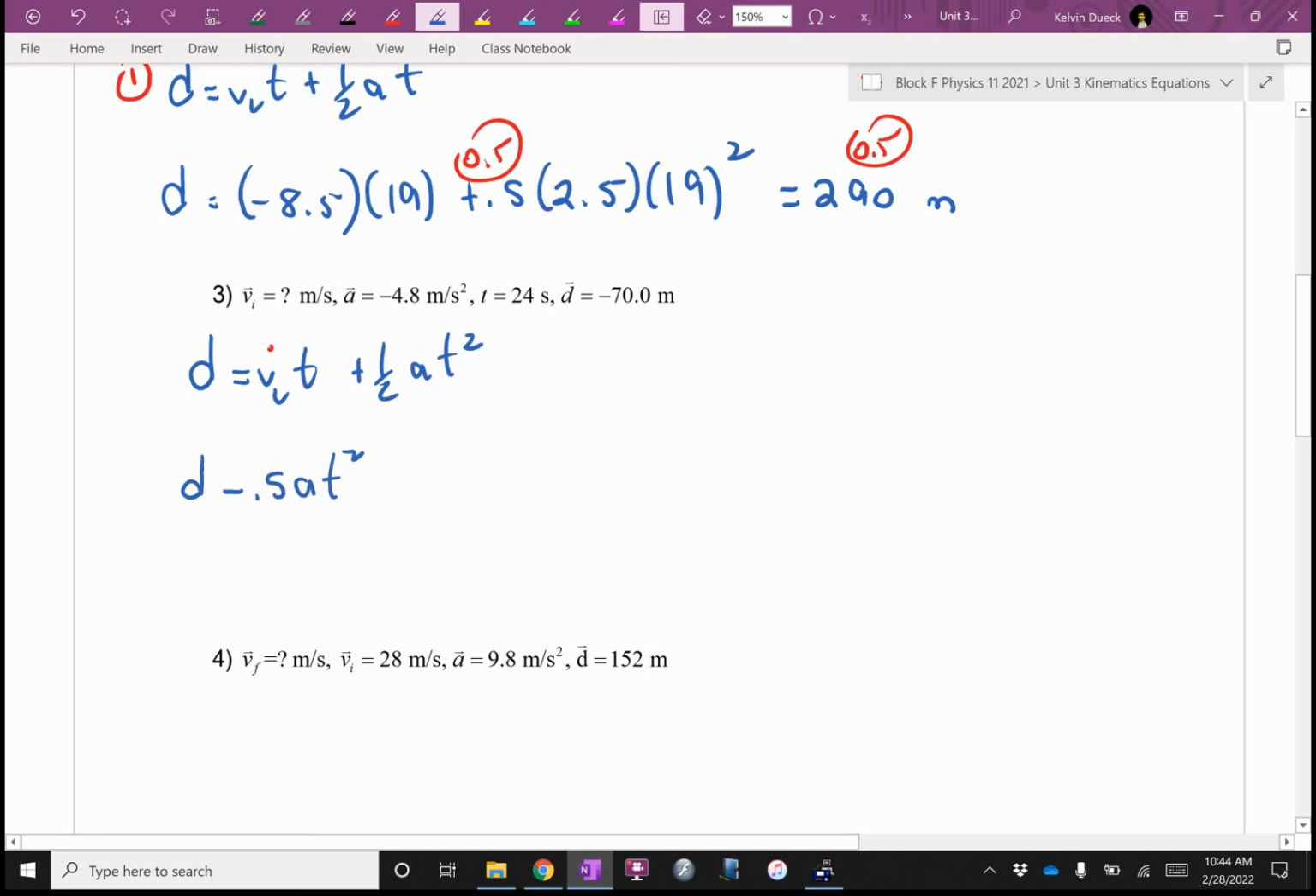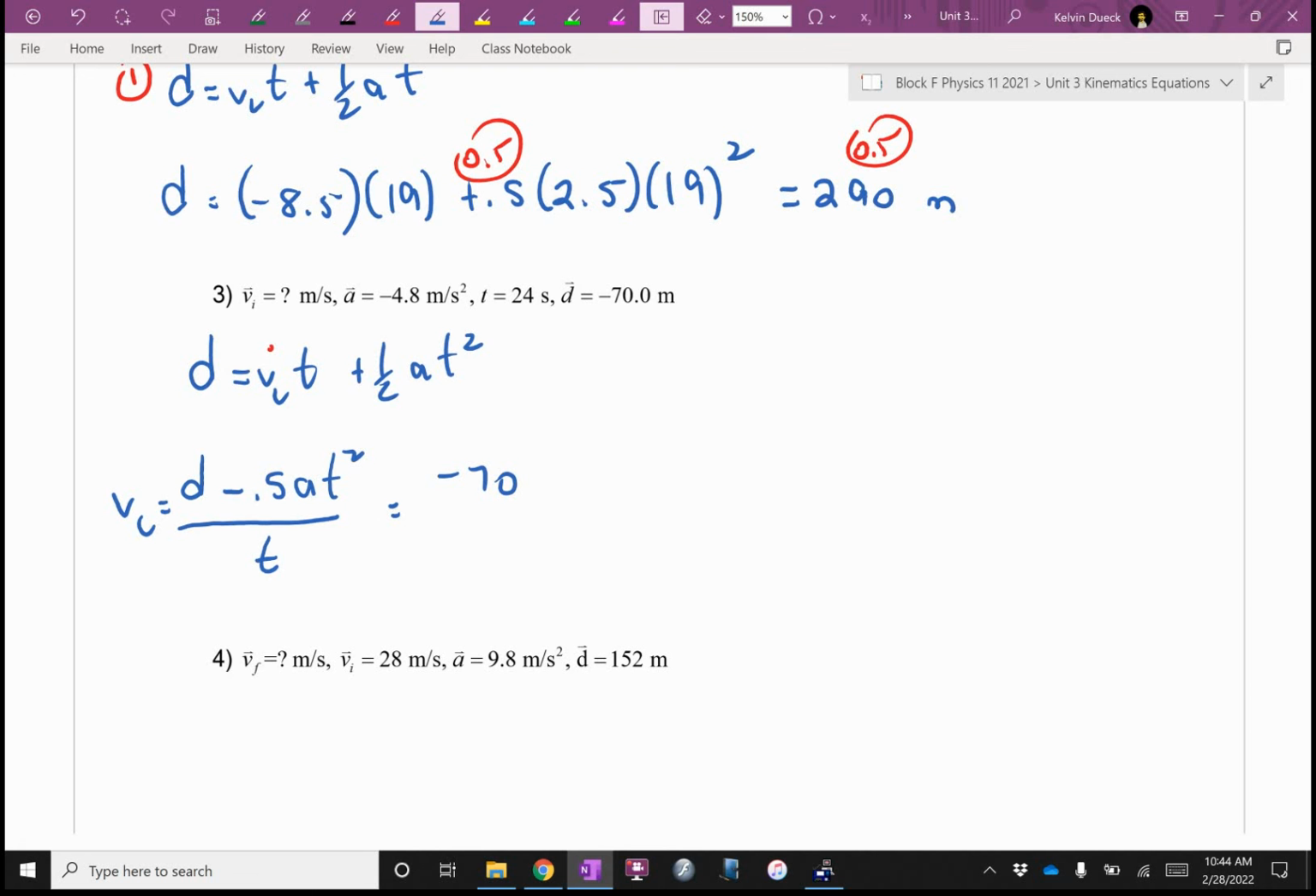Shouldn't you divide by T? It's reverse BEDMAS. I do my adding and subtracting first. Then I'll divide by T. That equals VI. So it's going to end up being negative 70. What's that negative 70 mean? I guess we started 70 meters behind from the start line.